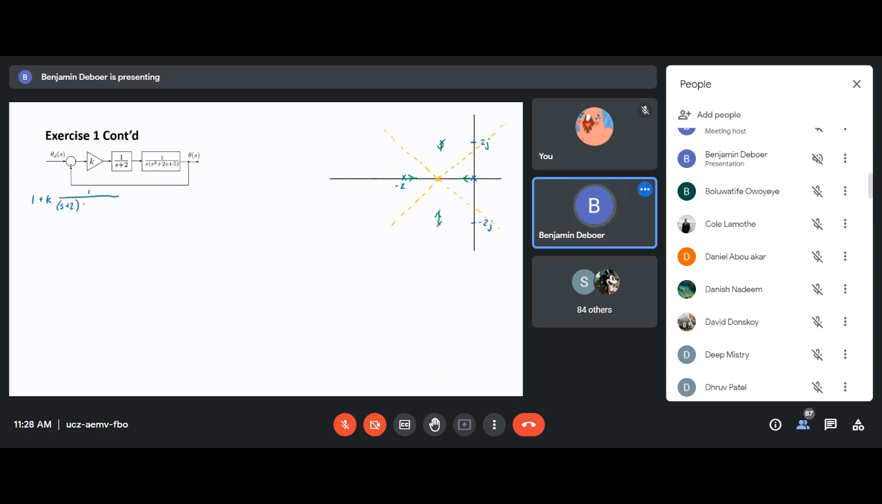If we look at the characteristic equation that we had, 1 plus k times 1 over (s plus 2)(s squared plus 2s plus 5), and we rearrange, expand and simplify, I'll just show our final value here. We get s to the 4 plus 4s to the 3 plus 9s squared plus 10s plus k equal to 0. We bring k to one side and everything else to the other, and we get negative s to the 4, s to the 3, and so on.